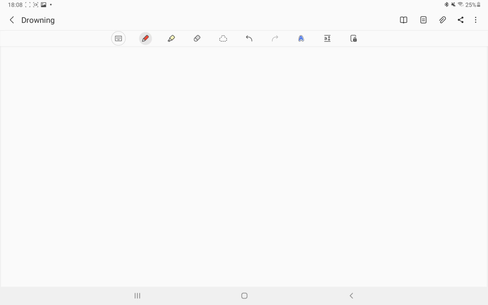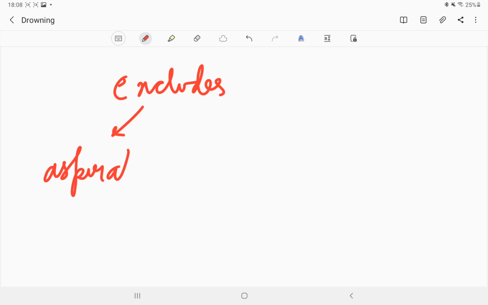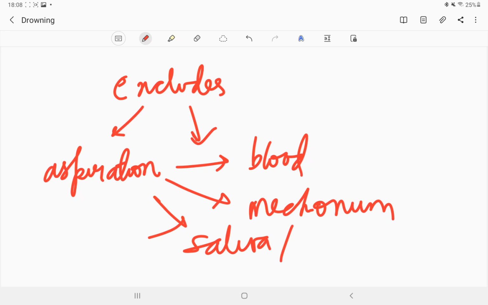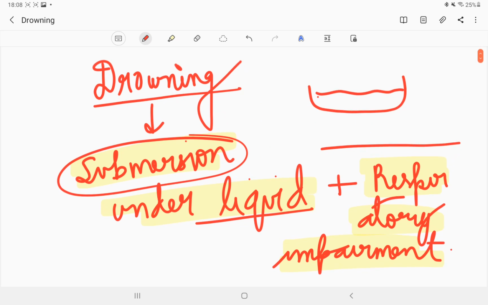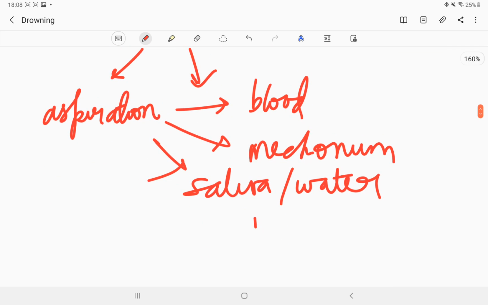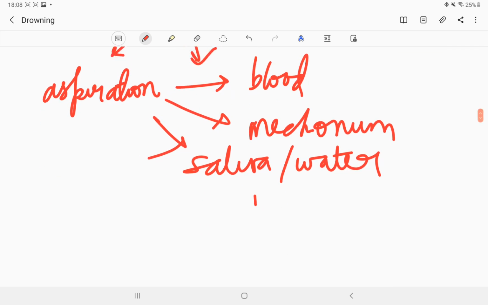But the definition that I just told you excludes other aspects of drowning, that is, aspiration is also a kind of drowning. Aspiration of what? It could be blood, it could be meconium, saliva, water, food, it could be anything. So the definitions that I just talked about did not include the term aspiration. Exactly. So aspiration is also a kind of drowning.